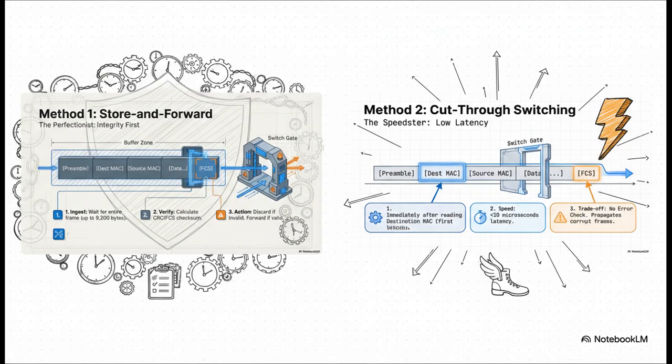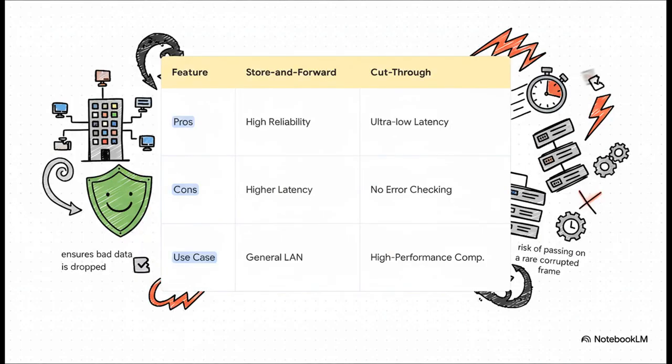It patiently waits for the entire frame to arrive, stores it, runs a full error check, and only then sends it along. On the right, you have cut through, the speedster. It reads just enough of the frame to see the destination address, and whoosh, it's gone, on its way. Speed is everything. So when would you use one over the other?